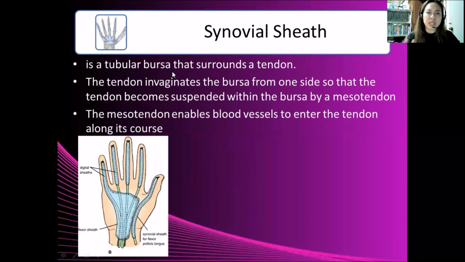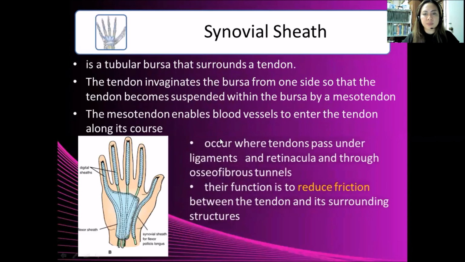So the tendon invaginates the bursa from one side so that the tendon becomes suspended within the bursa by a mesotendon. So this mesotendon now enables blood vessels to enter the tendon along its course. So this occurs where tendons pass under ligaments and retinacula and through osteofibrous channels or tunnels. Their function is to reduce friction between the tendon and the surrounding structure.